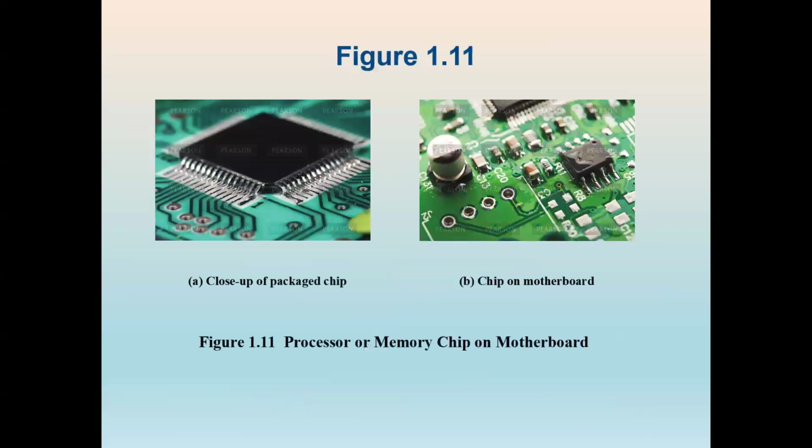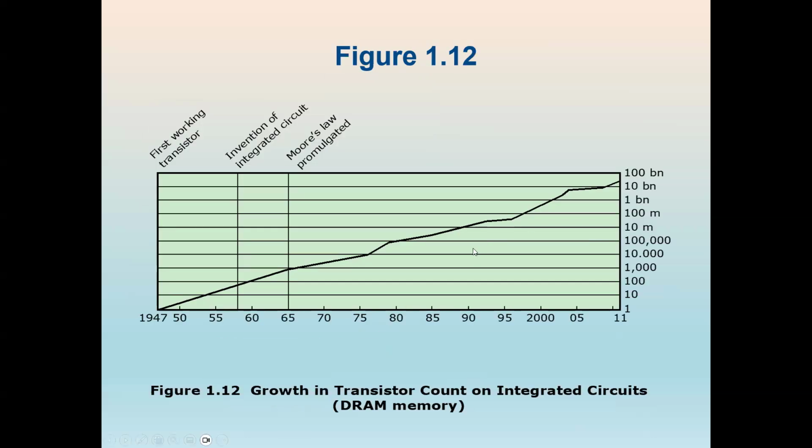So the diagram here again indicates what a packaged processor or a memory chip will look like, shown as a packaged chip wired onto a motherboard. So this will be our close-up of a packaged chip wired into a motherboard. Initially, only a few gates or memory cells could be reliably manufactured and packaged together. These earlier integrated circuits are referred to as small-scale integration or SSI.